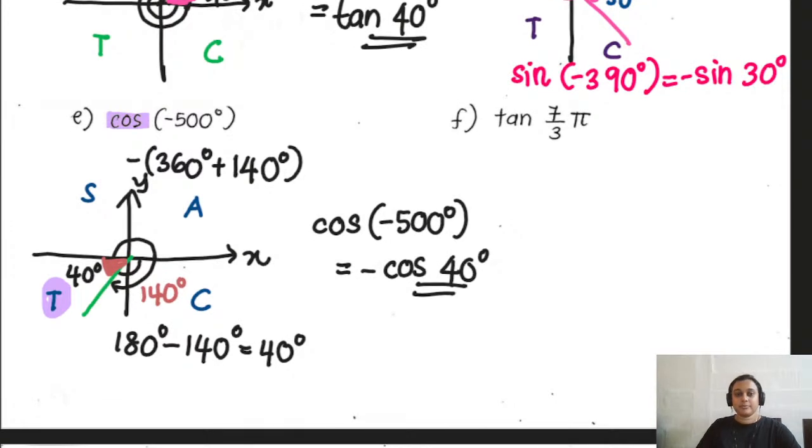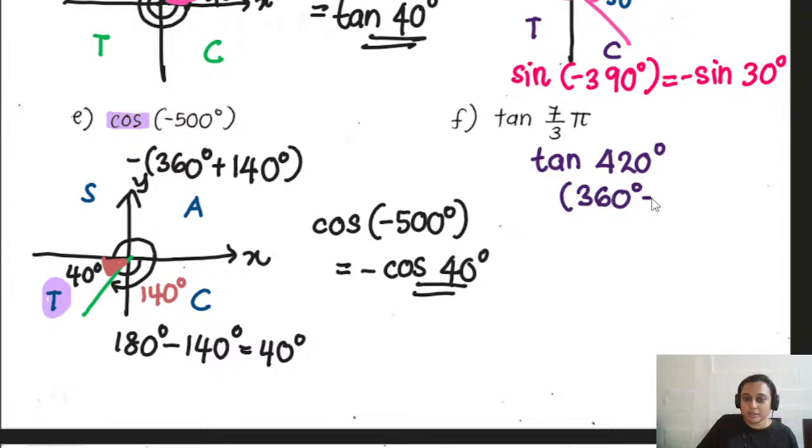Okay, last question. Okay, let's do together. 7/3 kita tukar dulu dia kepada sudut tangent 420. So 420 kita tengok 360 tambah berapa dapat 420. So that means here we get 360 plus 60.